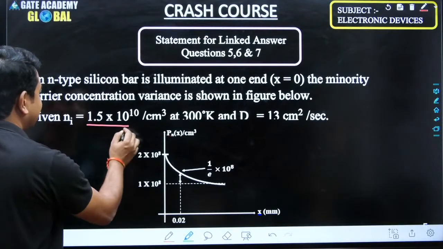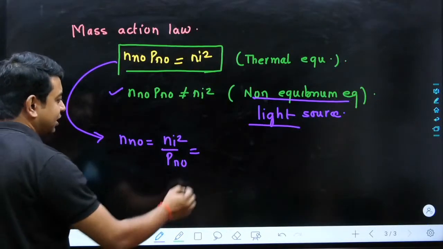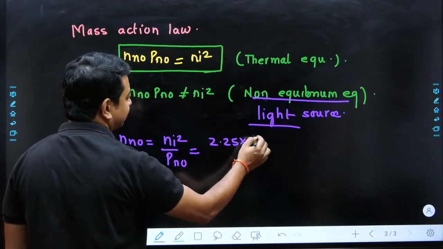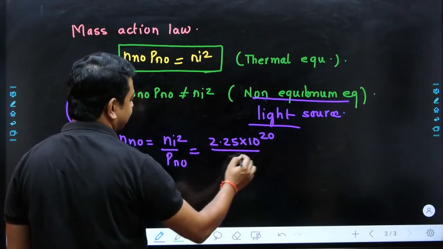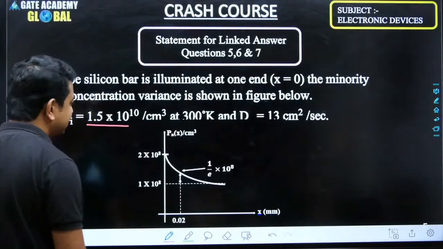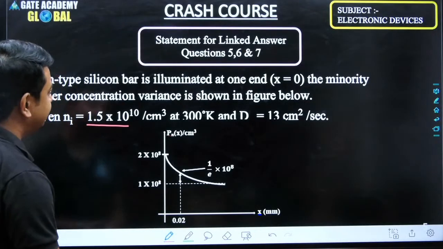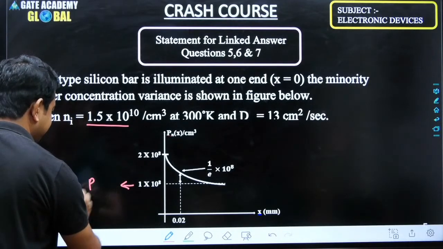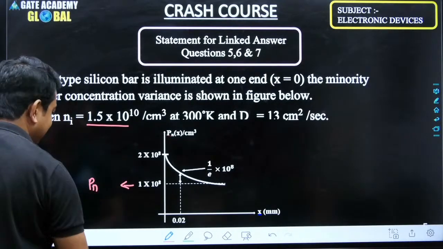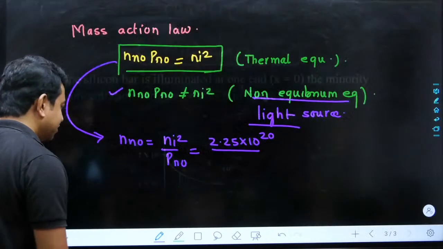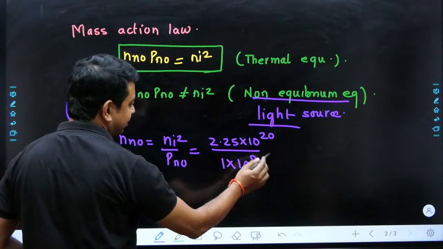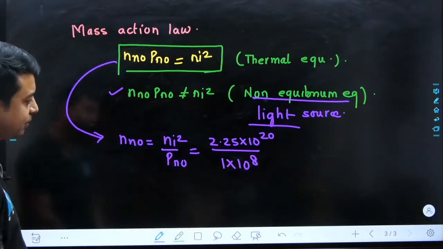So here we are taking 1.5 into 10 to the power of 10 squared, that is equal to 2.25 into 10 to the power of 20, divided by Pn naught. How much is Pn naught? This is given by this value, because this is the hole concentration in N-type semiconductor at thermal equilibrium. So this is given by Pn naught, which is 1 into 10 to the power of 8.